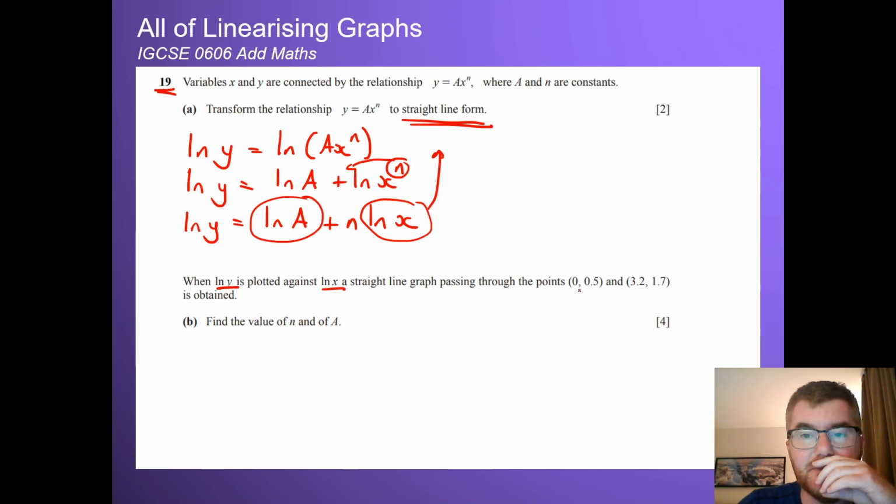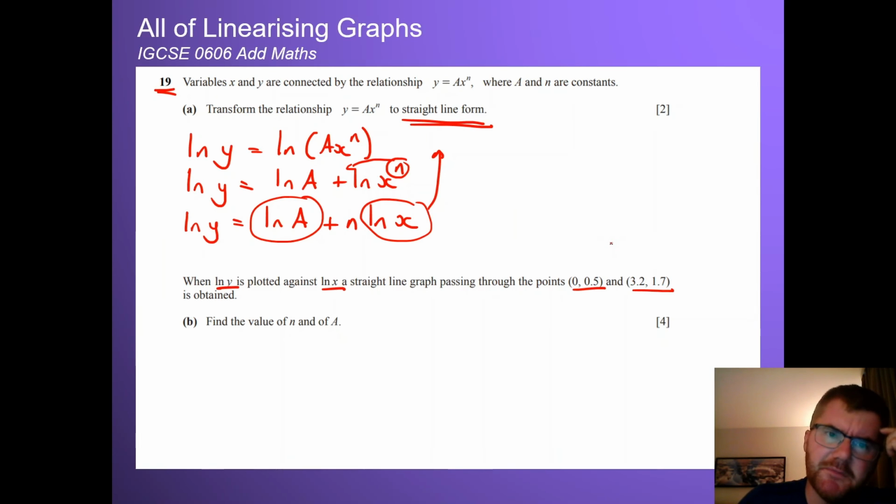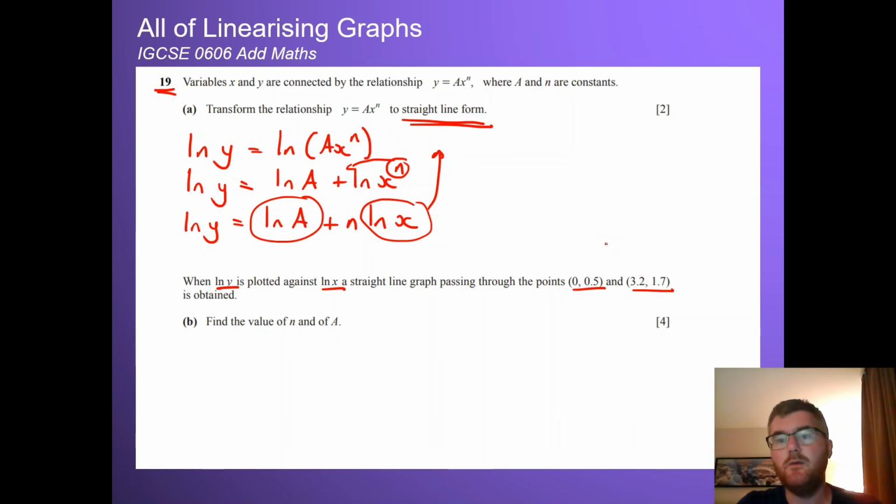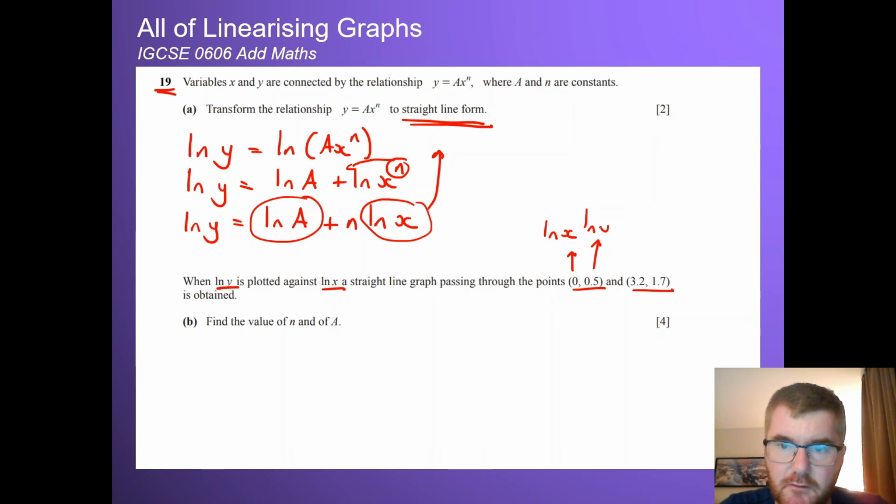It goes through these particular points, (0, 0.5) and (3.2, 1.7), and we can work out n and a from that. So rather than doing it the way that I did the previous question, I'm just going to do this like the mark scheme did. I'm just going to substitute values in and see what we get. So remember, this value stands for the natural log of x, and this value stands for the natural log of y. In fact, it's good to just label these straight away.